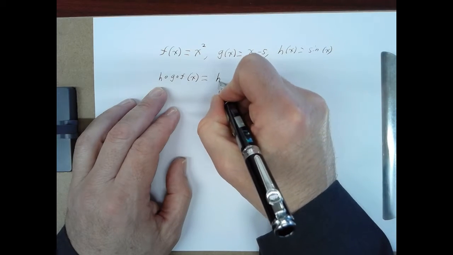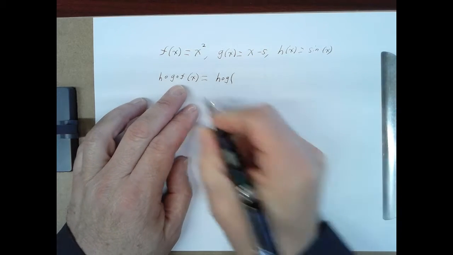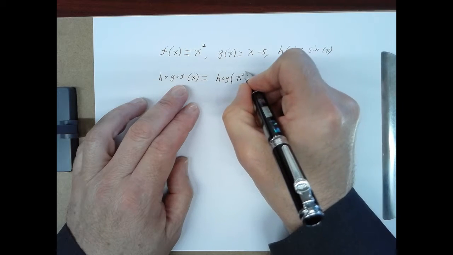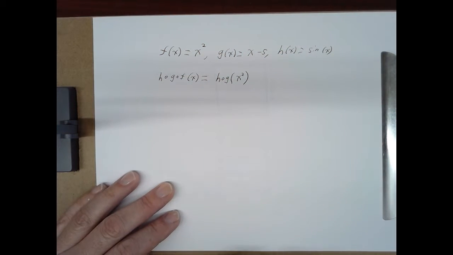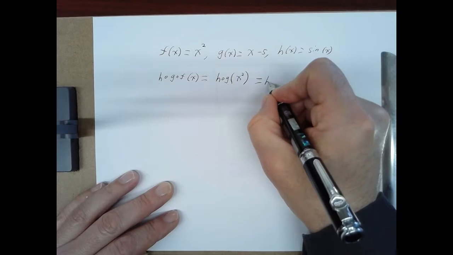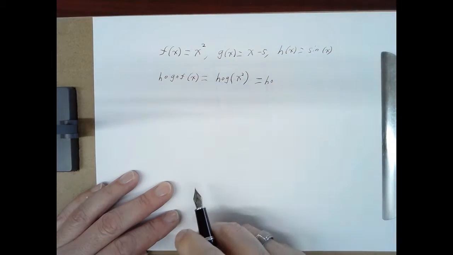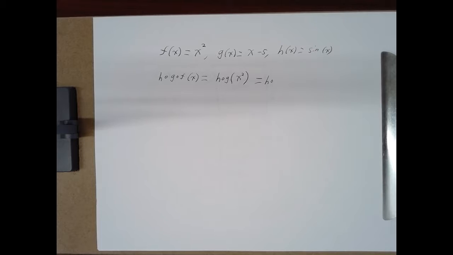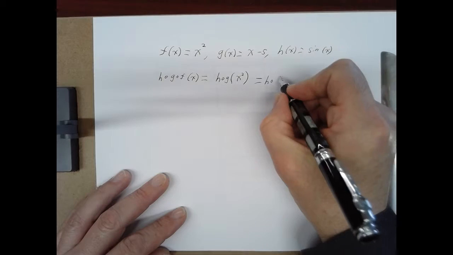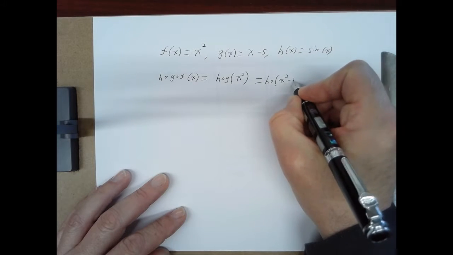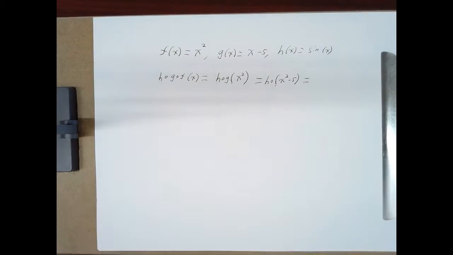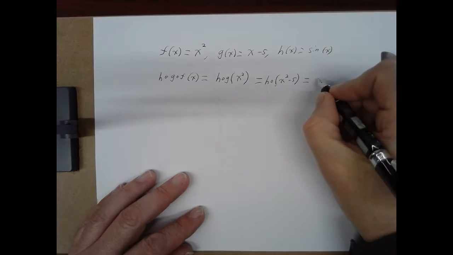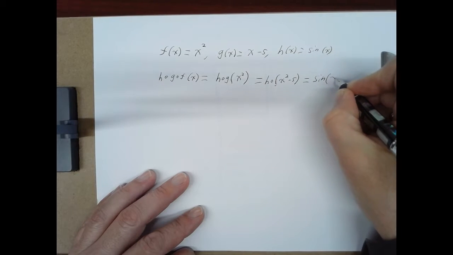So this is h composed with g of f of x, which is x squared, which is h composed with, what is g of x squared? Well, g of x is x minus 5, so g of x squared is x squared minus 5. And what is h of x squared minus 5? h of x is sine x. h of blah is sine of blah. So h of x squared minus 5 is sine of x squared minus 5.